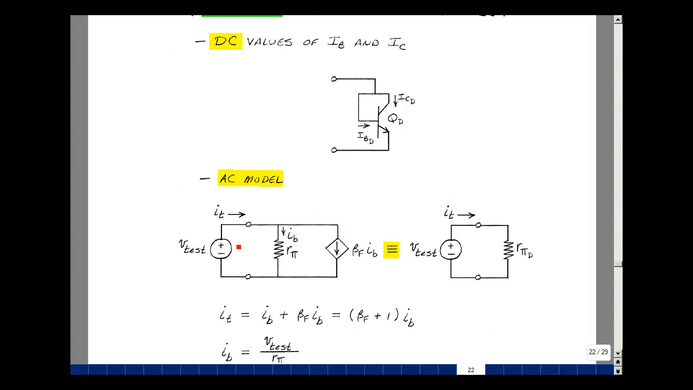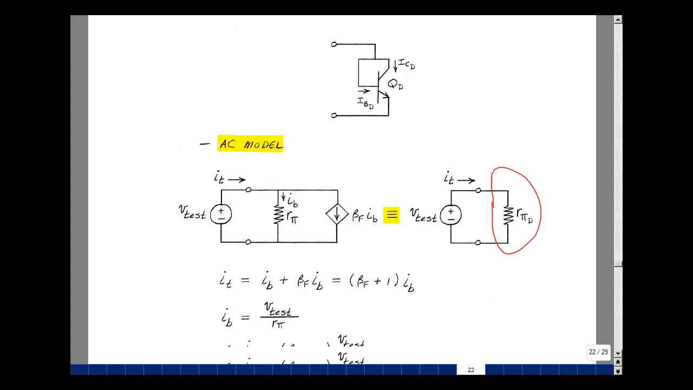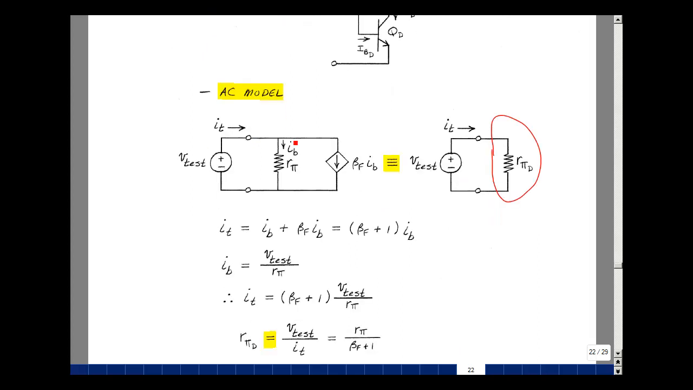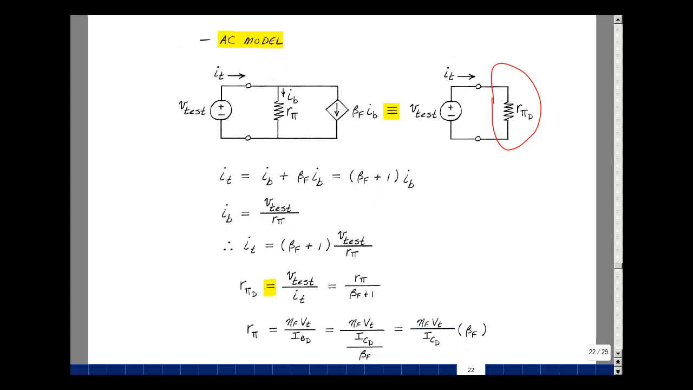Let's apply a test voltage, measure a test current. What we're saying is that that has some equivalent resistance we're going to call R sub pi of D. Current I of T is equal to I sub B plus beta F I sub B. In other words, beta F plus 1 times I B. But the current I sub B is V test divided by R pi. I can substitute that back over here. I test is equal to beta F plus 1 times V test over R pi. And now we could solve for V test divided by I test. Bring the I test here, bring the R pi on the other side, and divide by beta F plus 1.